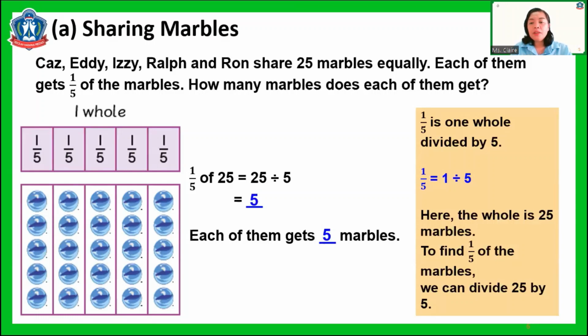So 1/5 is 1 whole divided by 5. 1/5 is equal to 1 divided by 5. Our 1 here is the 25 marbles. So 1 whole is 25. Take note, we are going to get 1/5 of 25. So we will take 1/5 of the whole. Therefore, we divide 25 by 5 and it gives us 5. So Kaz, Eddie, Izzy, Ralph, and Ron will get 5 marbles each.